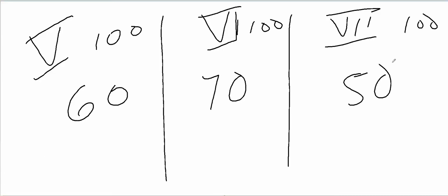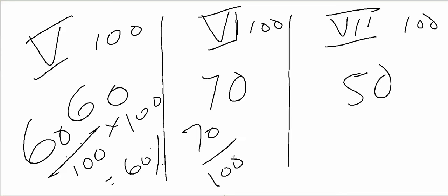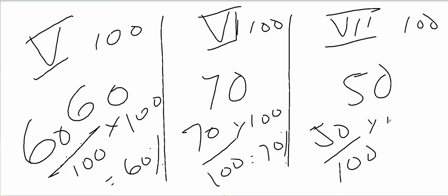What is the percentage in 5th class? 60 upon 100 into, beg your pardon, 60 upon 100 into 100 comes out to be 60%, right? 6th class, 70 upon 100 into 100 comes out to be 70%. 7th class, 50 upon 100 into 100 comes out to be 50%, right? So let us sum this up.